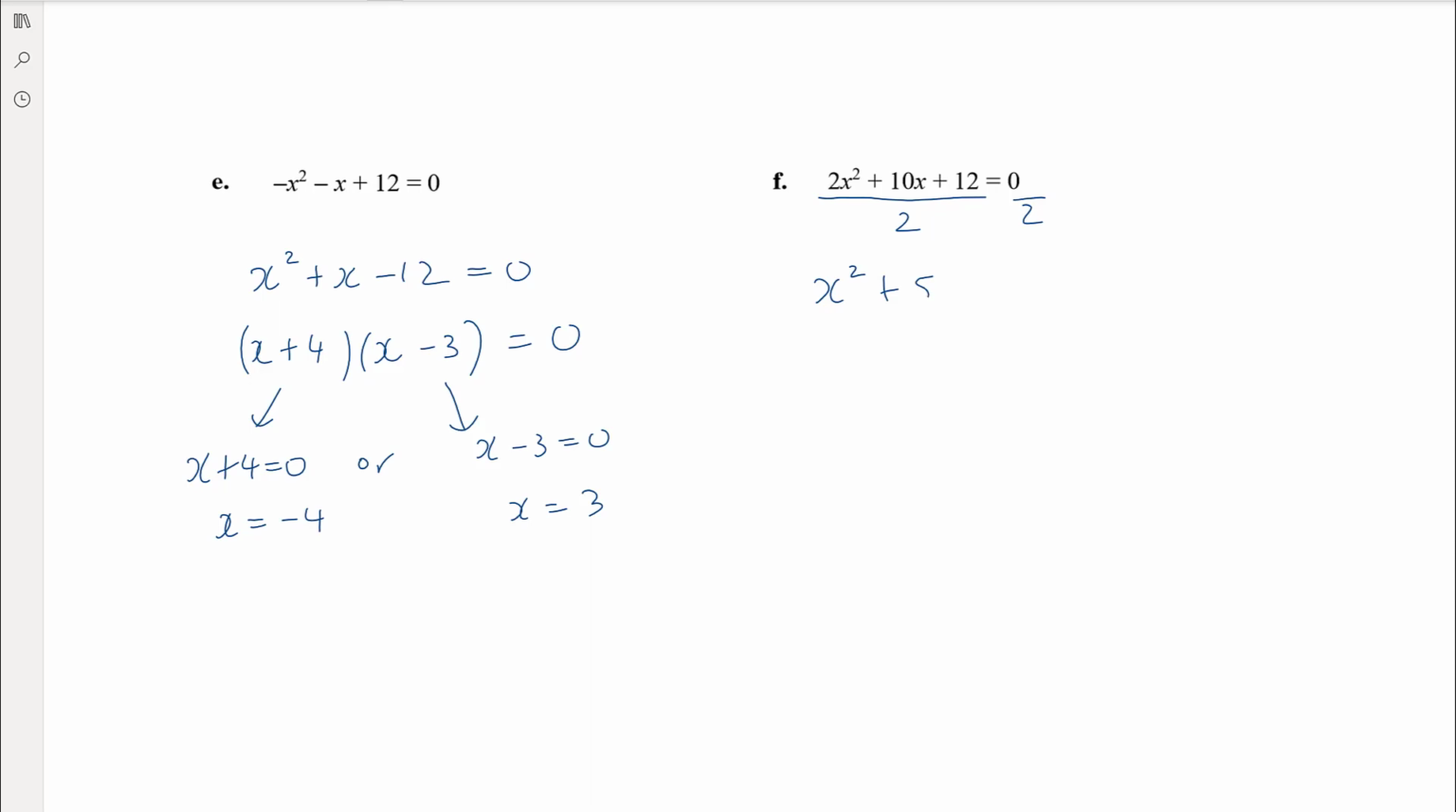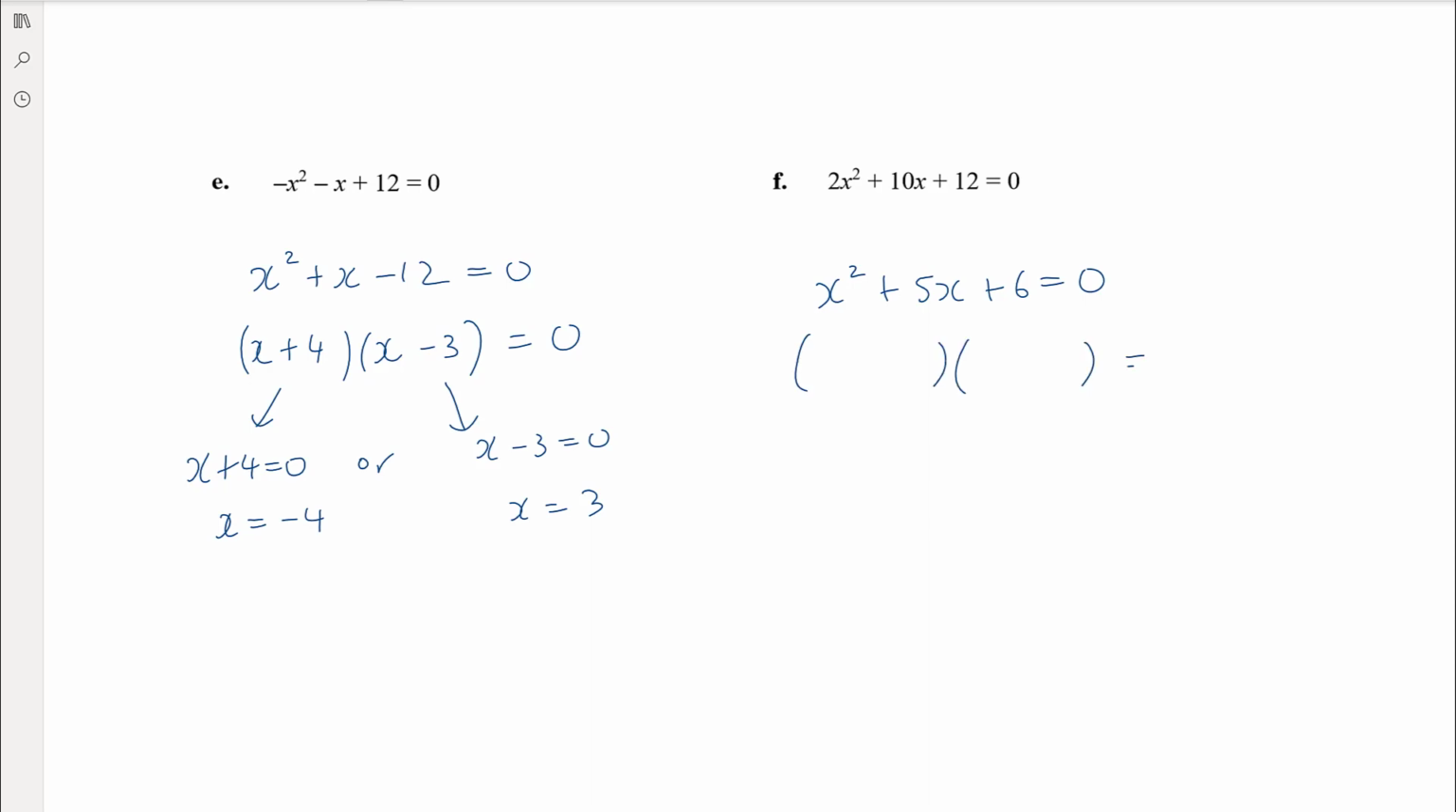x squared plus 5x plus 6. But once again, we can only get rid of it because we've got two sides of the equation. We're doing the same thing to both sides. If there was no equals here and we were just factorizing, we would have to write it as 2 times x squared plus 5x plus 6. Okay, but we've divided that away onto the other side of the equation, and so we now have x squared plus 5x plus 6 equals 0.